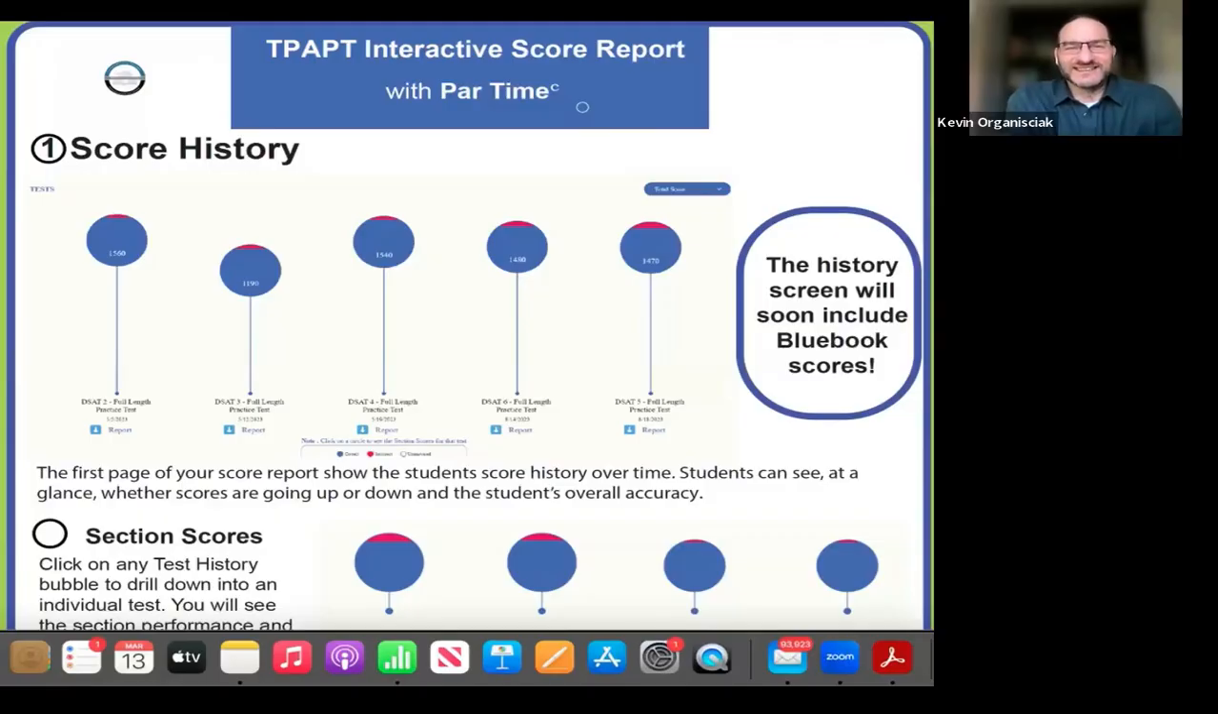How to use our digital SAT and linear ACT score report.